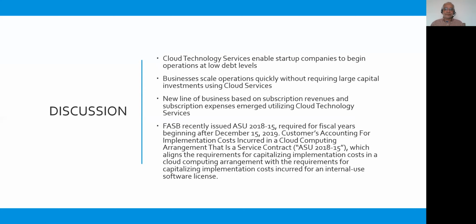And the FASB recently issued ASU 2018-15, required for fiscal years beginning after December 15, 2019. Customers accounting for implementation costs incurred in a cloud computing arrangement that is a service contract, which aligns the requirements for capitalizing implementation costs in a cloud computing arrangement with the requirements for capitalizing implementation costs incurred for an internal use software license.